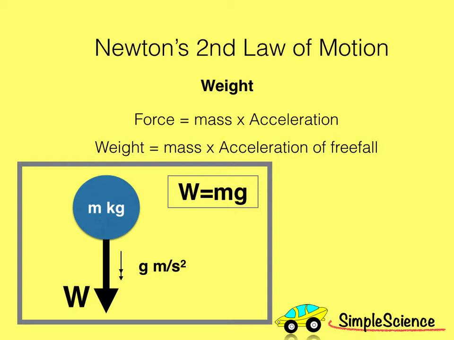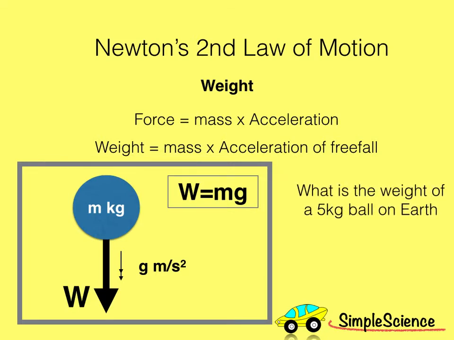Okay, so what is, for example, the weight of a 5-kilogram ball on Earth? We know that W equals mg, and g is about 9.8 near the surface of the Earth. So it is 5 kilograms times 9.8, which gives you 49 newtons. Okay, that is basically Newton's second law of motion, F equals ma.